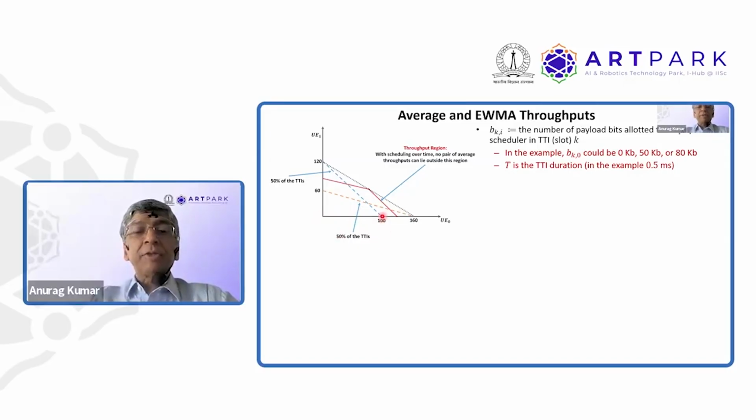If this was the rate pair, then I would have given it 50 kilobits, because this is 0.5 milliseconds, remember. TTI is 0.5 milliseconds. So although it says 100 here, it's 50 kilobits in 0.5 milliseconds. I would have given 80 kilobits here. I'll use a notation T for the TTI duration. TTI is the slot duration, which is 0.5 milliseconds in one of the numerologies.